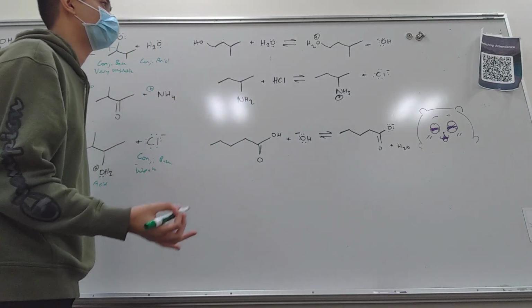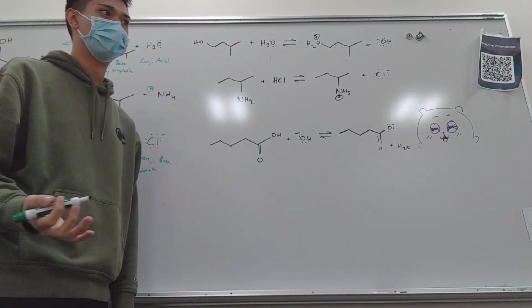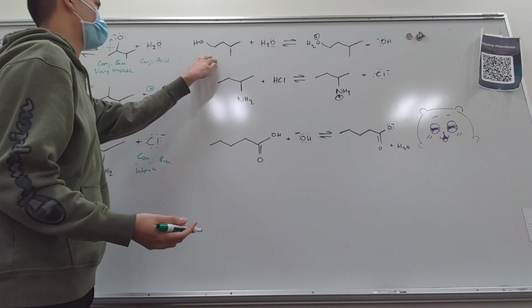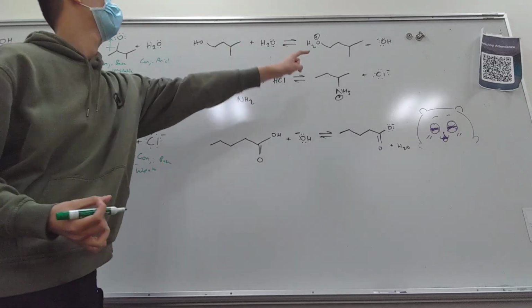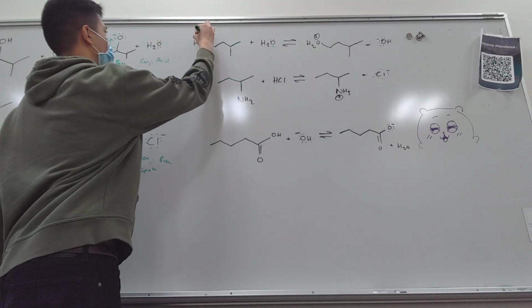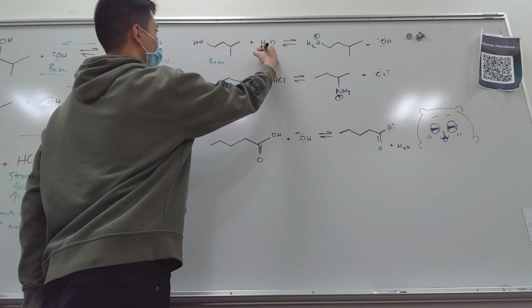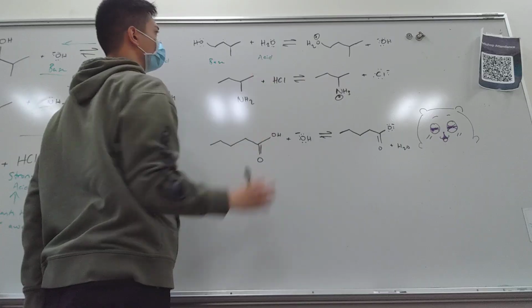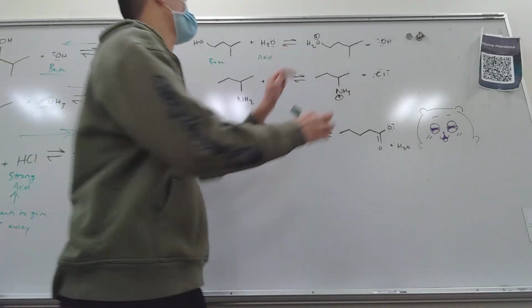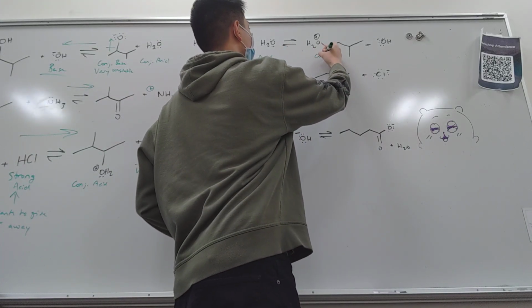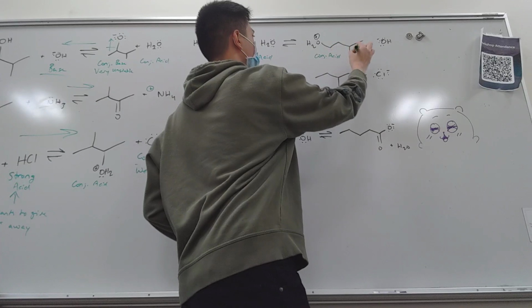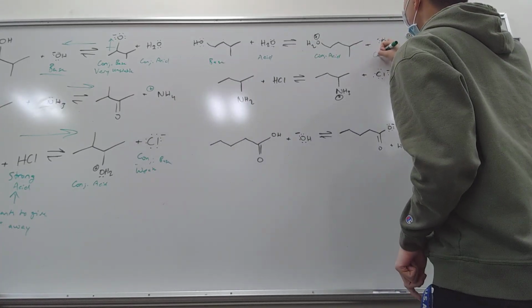We want to identify which one's the acid, which one's the base. Here we can see that alcohol is being protonated. So this would tell me that this is the base, and that water here is the acid. Over here we have a conjugate acid. And this hydroxide here is our conjugate base.